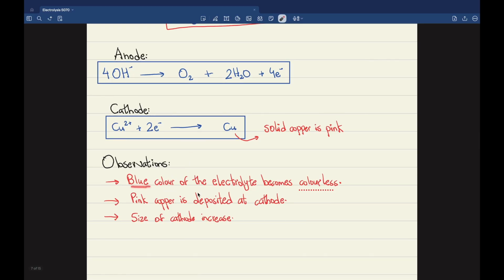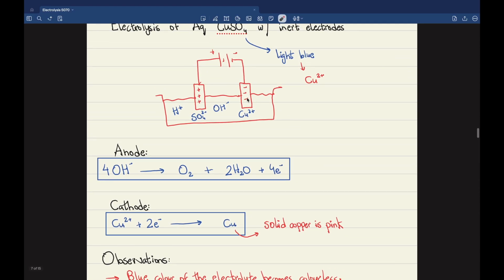The observation is that the blue color of the electrolyte becomes colorless. And why is that? Because the light blue color is because of the Cu2+ ion, the copper cation. Since this copper cation goes towards the cathode, it gets removed from the electrolyte, and so the blue color also goes away and the electrolyte becomes colorless. Why colorless? Because if the copper ion is gone, we are essentially left with water and sulfate ions, and water is colorless. Hence the color changes from blue to colorless.